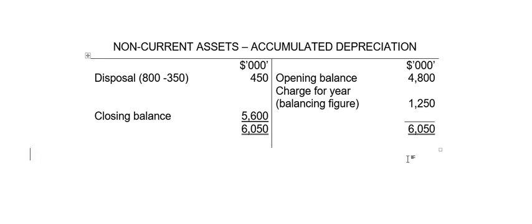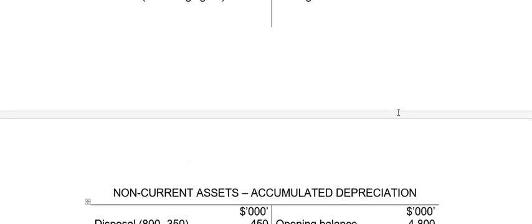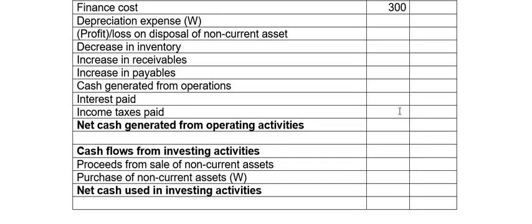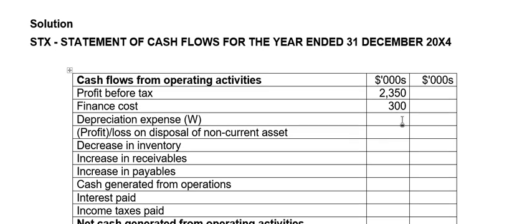So that's our depreciation. The balancing figure is 1,250. We add this back to the profits because it was a deduction, an expense in profit and loss. So we show it as an addition here in the statement of cash flows, because it's a non-cash expense.